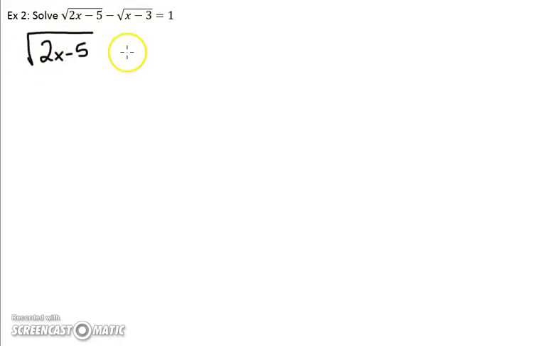So, jumping in, let's take a look at a problem. Solve square root of 2x minus 5 minus square root of x minus 3 equals 1. Now, this is a little bit different than what we just saw. We wanted to isolate the radical, but in this case we have two radicals. So if you have two radicals, you want to move one to the other side. So we want to basically split the radicals if there are more than one. So we're going to move that square root of x minus 3 to the other side. And now we want to get rid of this radical, so we want to square each side.